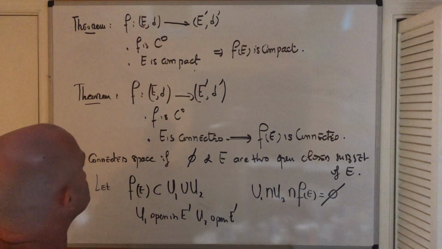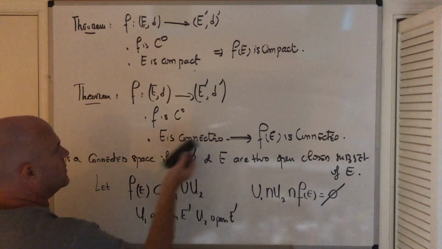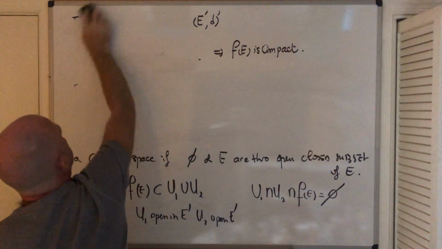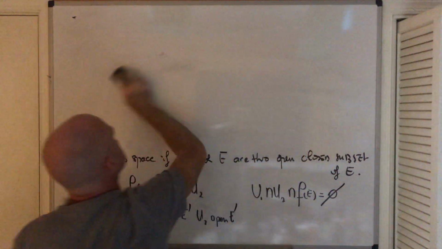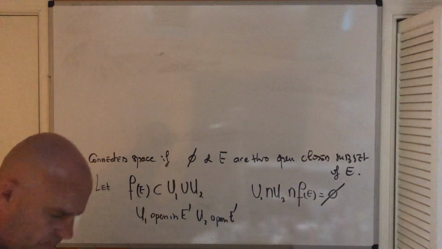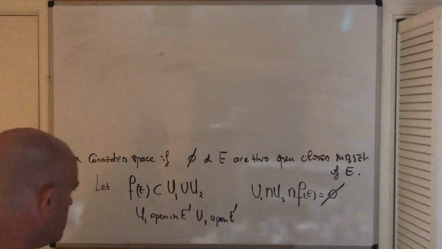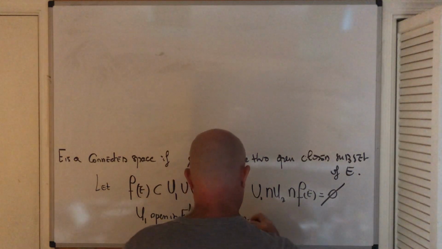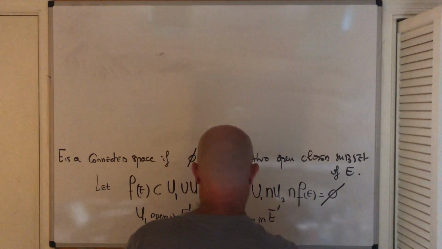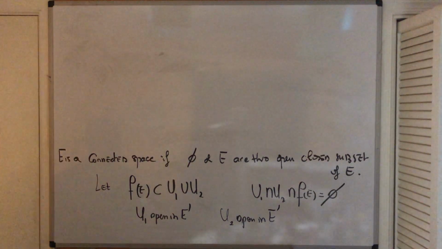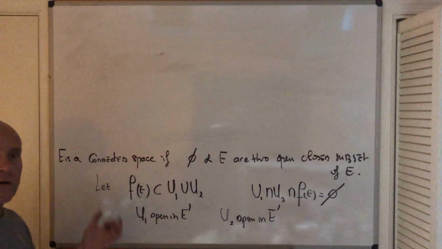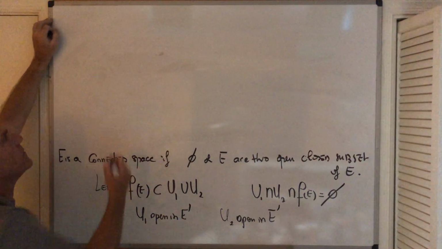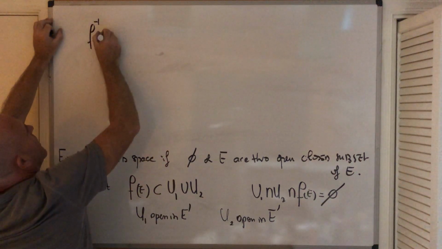I need to erase maybe the top. We know what we are talking about. U2 open in E prime. All right, so you know what? Let's take the preimage of everything. So the preimage of f of E. Well, this is going to give me E anyway. That's for sure. So f minus 1 of f of E.